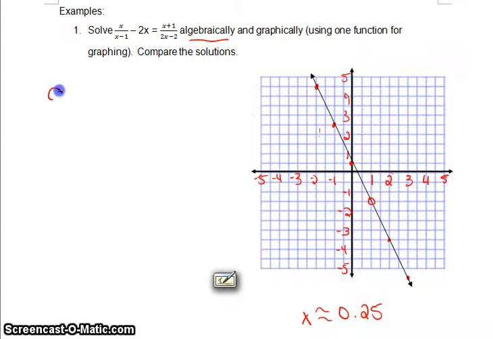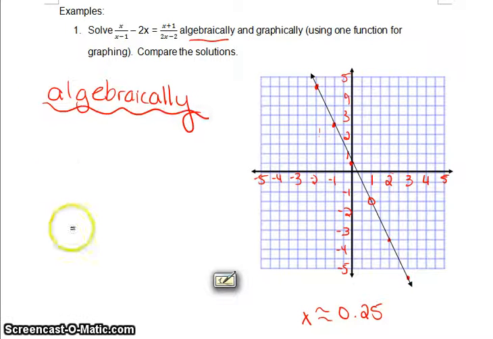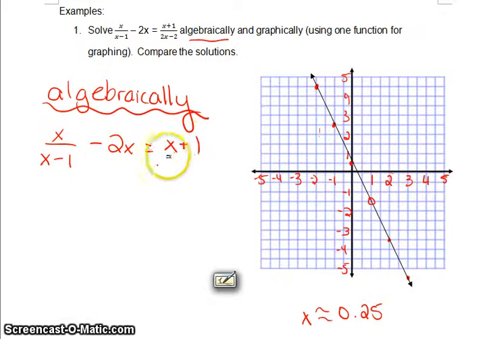So hopefully we should be good with solving, both algebraically and graphically, but I'm going to go through the whole process with you. Here we have x over x minus 1 minus 2x is equal to x plus 1 over 2x minus 2. My first step is to factor the denominators so that I can see what our LCD will be. So here we have x over x minus 1, which is as fully simplified as it gets.